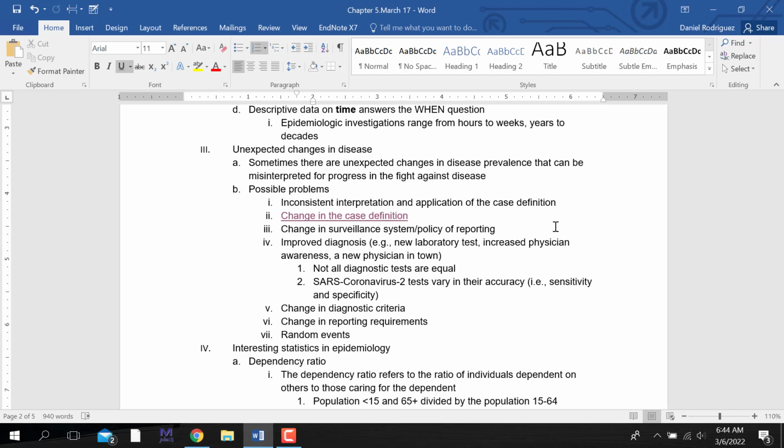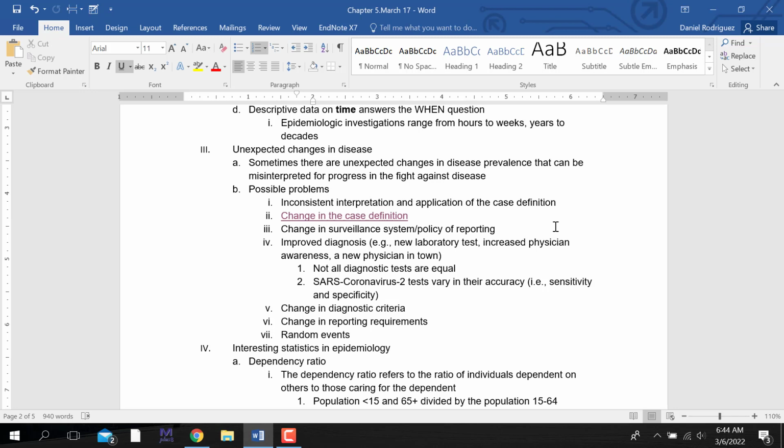Like when we're talking about a disease like coronavirus, how do you know that somebody has, what differentiates somebody having the flu versus COVID-19? So the case definition is extremely important, and the application of the definition is extremely important. Surveillance is important too, people reporting, right?